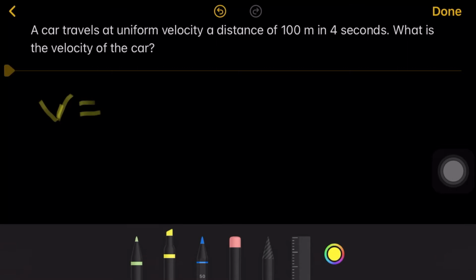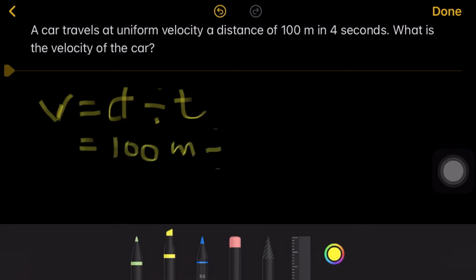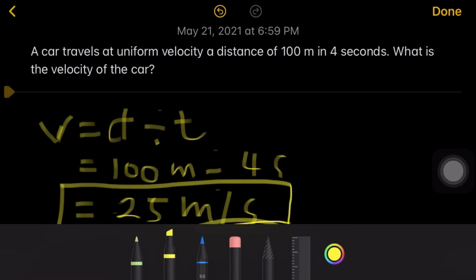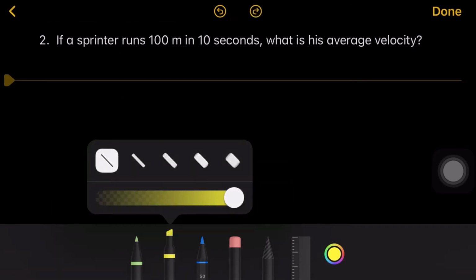A car travels at uniform velocity a distance of 100 meters in 4 seconds. What is the velocity of the car? So we know that velocity equals displacement divided by time equals 100 meters divided by 4 seconds equals how much? It would be 25 meters per second. That's the velocity of the car.